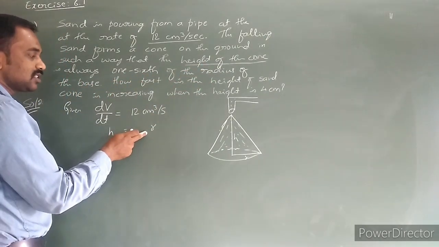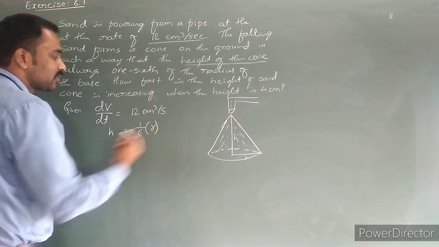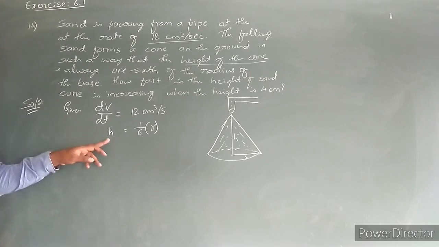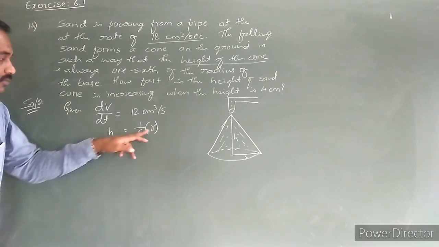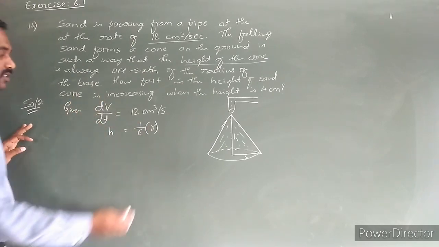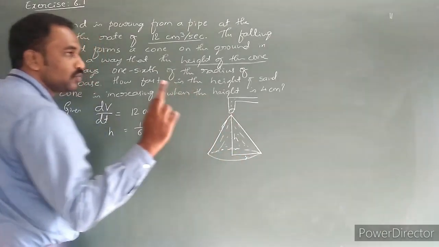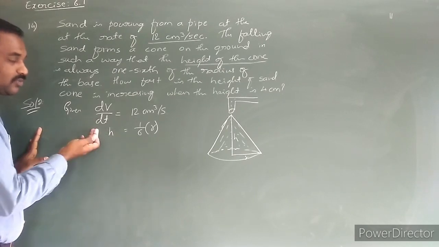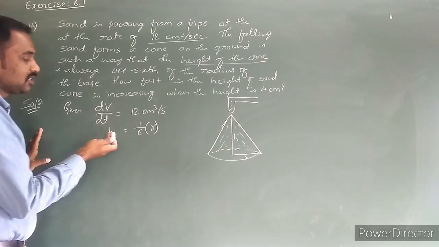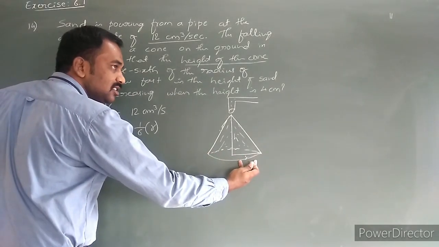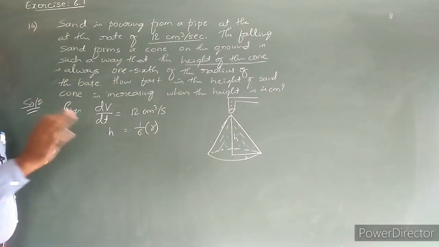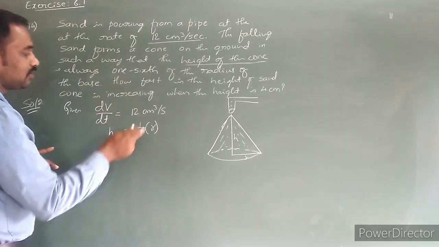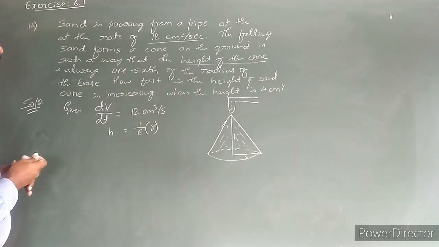Height is 1/6 of the radius of the base. Is that okay? Suppose the radius changes by 1 unit, then the height changes by 6 units. Cross multiply, r is equal to 6h. So if the radius changes by 1 unit, the height changes by 6 units. This is the meaning: the height of the cone is always 1/6 of the radius of the base.